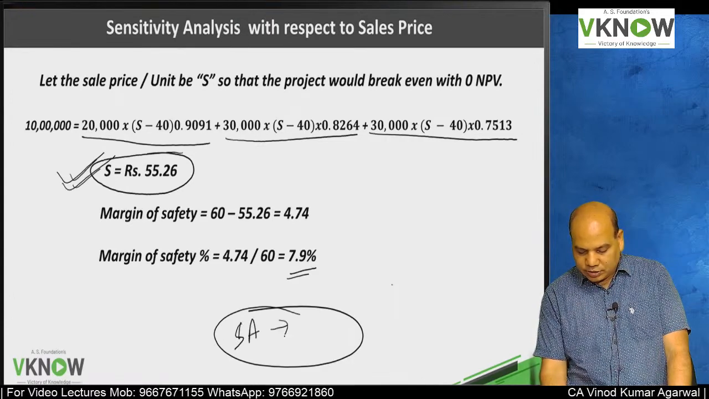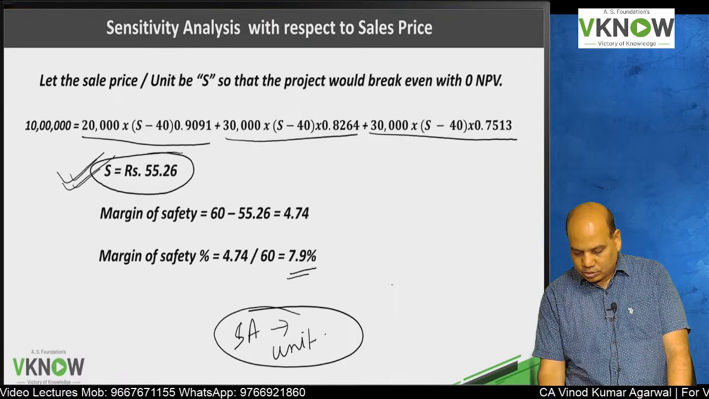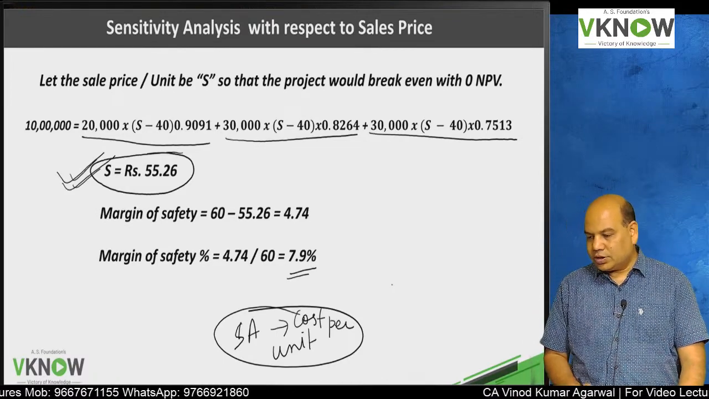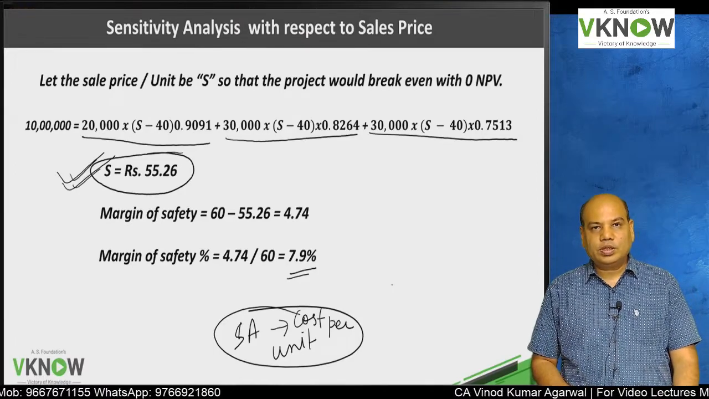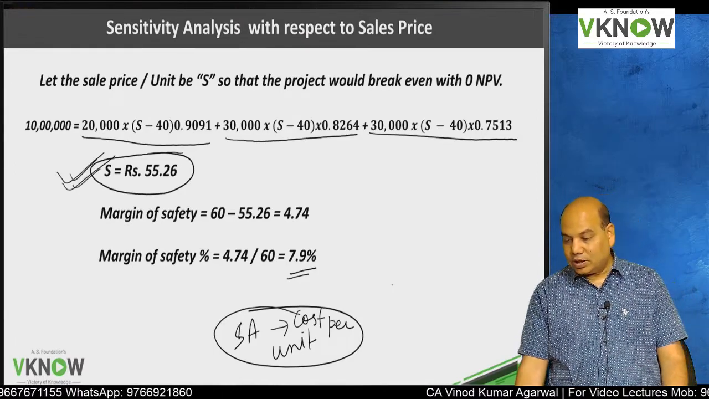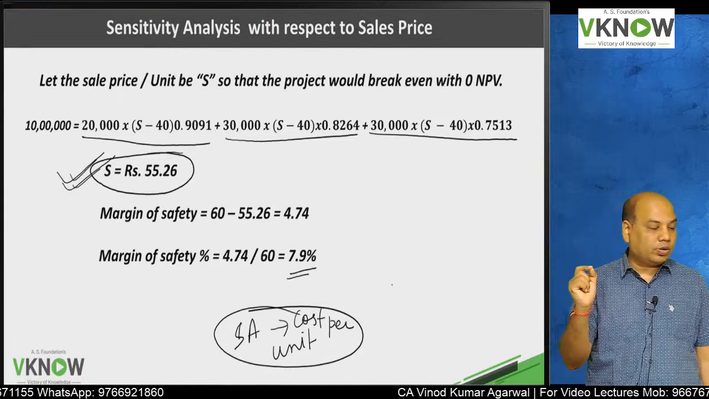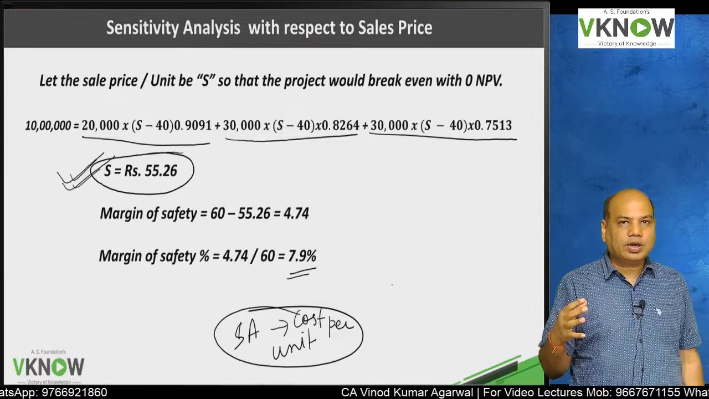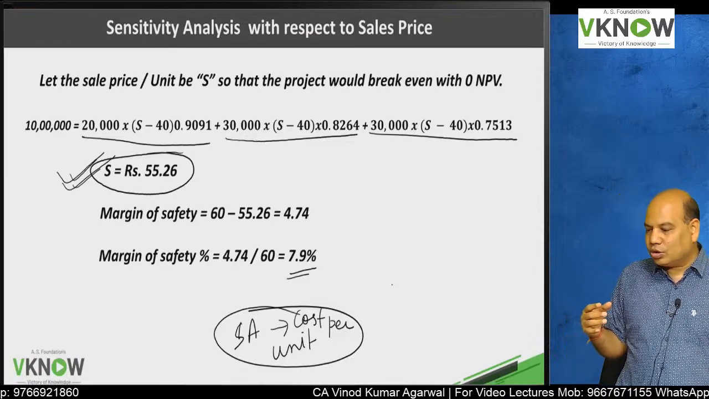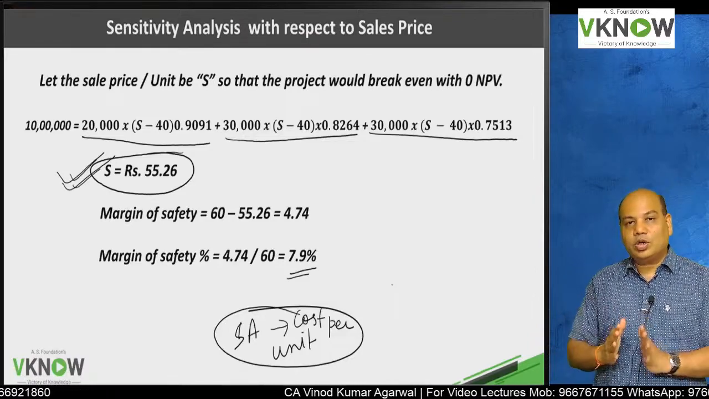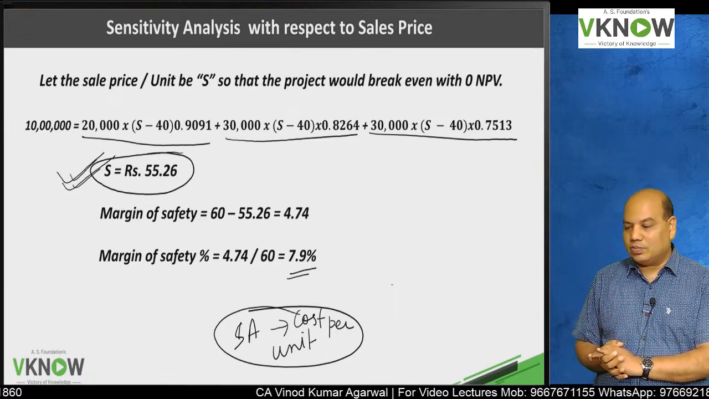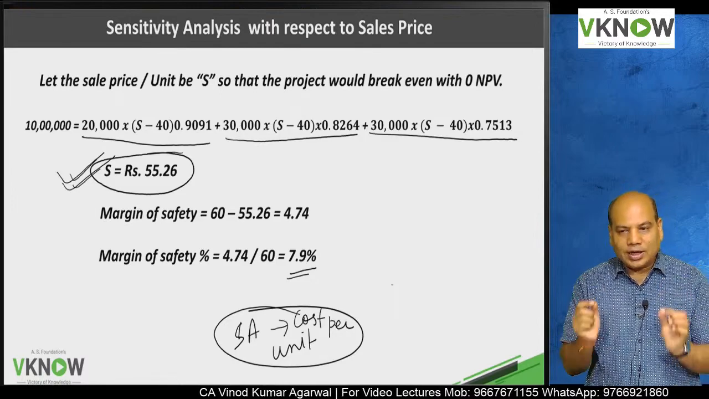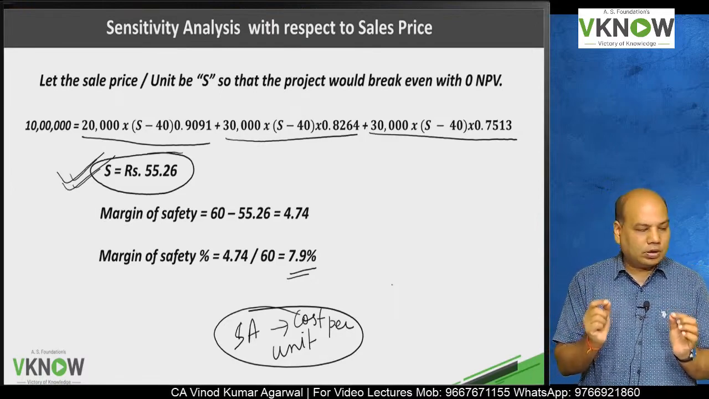Sensitivity analysis with respect to cost per unit. Please respond. Or you can just tell me the maximum cost, not minimum. What is the cost per unit at which NPV is equal to 0?